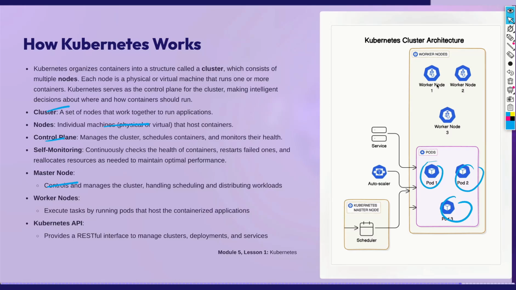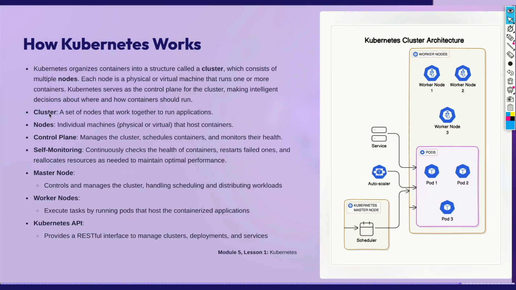So how does Kubernetes work? Kubernetes organizes your containers in a structure called a cluster, and this consists of multiple nodes. Each node is a physical or virtual machine that runs one or more containers in it. So Kubernetes serves as the control plane or command center for the cluster, and it makes intelligent decisions about where and how containers should run.